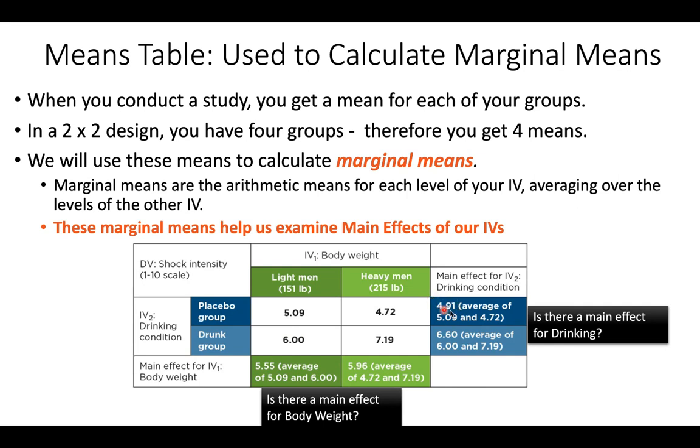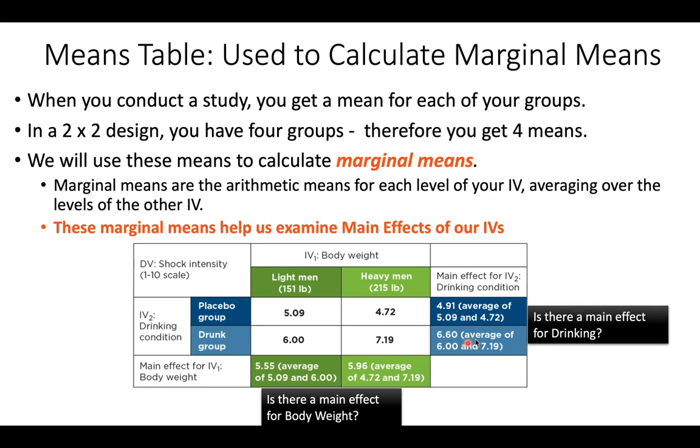The non-drunk placebo group scored a 4.91 on aggression, and the drunk group scored a 6.60 on aggression. This one looks pretty obvious, right? On a scale of 1 to 10, a difference of, what is that, like 1.69? Yeah, I think my math is right there. We have a difference of 1.69 on a 10-point scale. That's a pretty substantial difference.